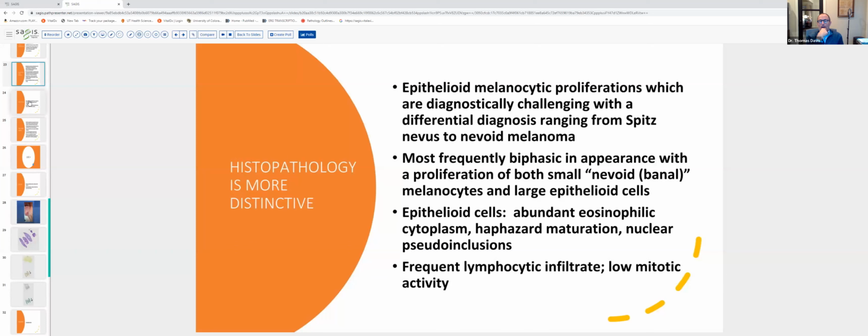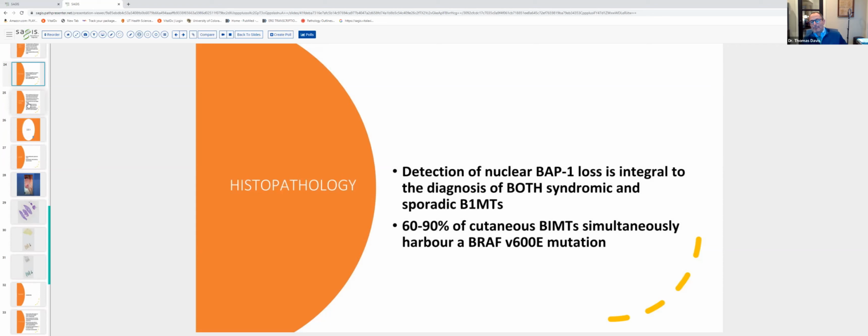As we've seen, they are frequently biphasic with two populations of cells, with the proliferation of these small nevoid or banal cells out of the periphery and the large epithelioid cells. And again, these epithelioid cells had abundant eosinophilic cytoplasm and haphazard maturation. There's usually a low mitotic index. And of course, the detection of BAP1 loss is integral to the diagnosis of BAP1 inactivated melanocytic tumors, whether they're sporadic or syndromic. And most of these also simultaneously harbor a BRAF V600E mutation.